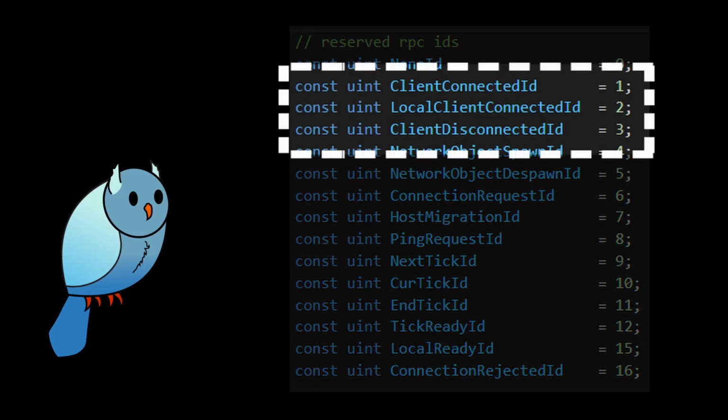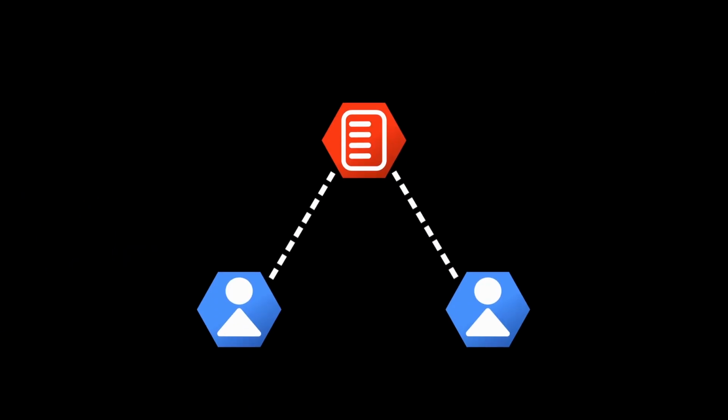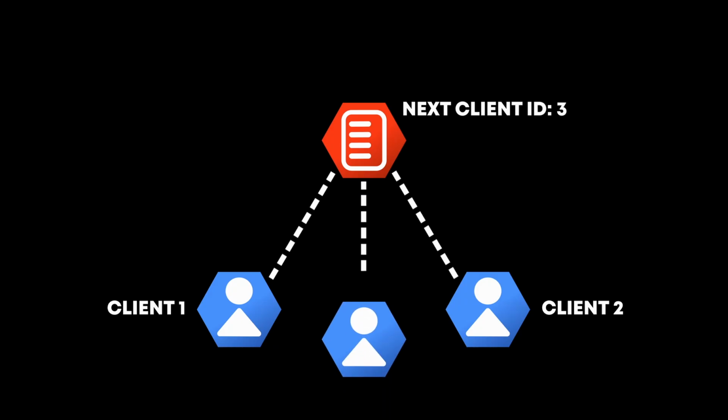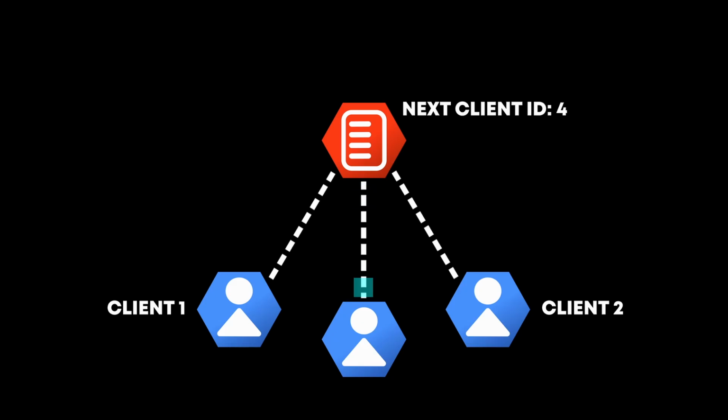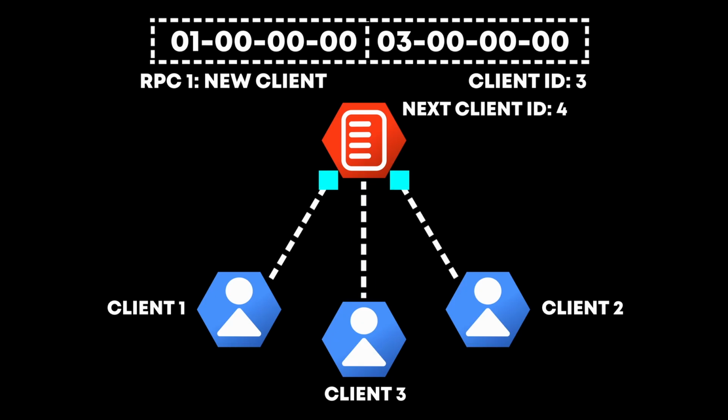The very first of which will be for assigning unique number IDs to clients when they connect. This will be the way players are differentiated from each other and can refer to one another. It'll just be an incrementing 32-bit int that the server will keep track of. It'll send connected and disconnected RPCs to clients so that they can keep an up-to-date list of all the other clients in the session.